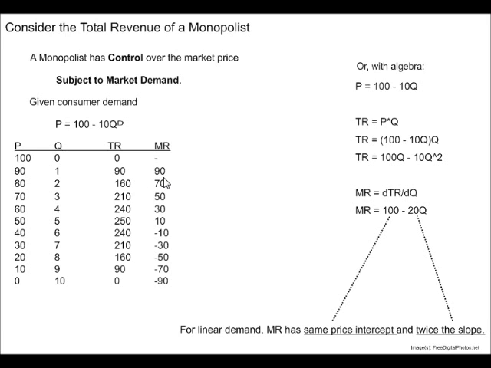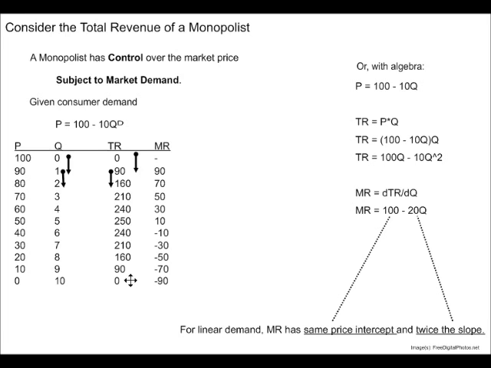Marginal revenue, then, is how much the revenue increases when we have a change in production. When we don't produce anything, total revenue is nothing. When we produce that first unit, total revenue went up by $90. Producing that second unit of output, total revenue went up by $70. Marginal revenue tells me the change, line by line, in total revenue.